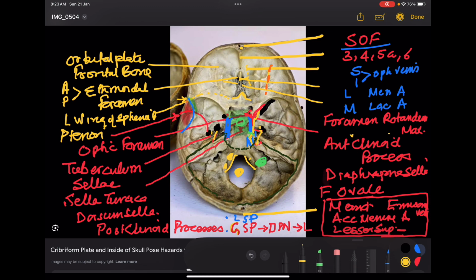Now this is the hypoglossal canal. Through the anterior hypoglossal canal emerges the hypoglossal nerve. Then this is the jugular foramen.